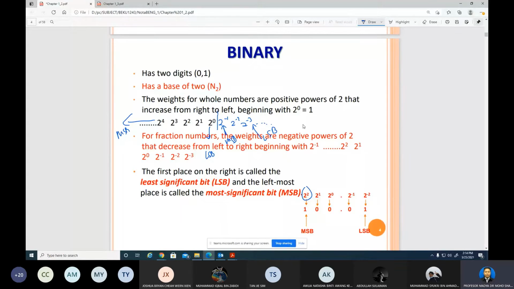So you have to know which one is the most significant bit and which one is the least significant bit. For example, if we take a decimal point, we ignore the decimal point. If we only consider this part, this is what we call the most significant bit, and this one will be our least significant bit.